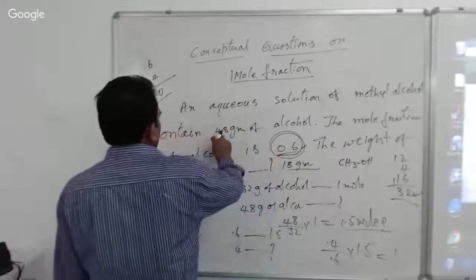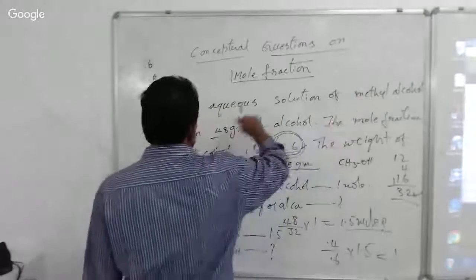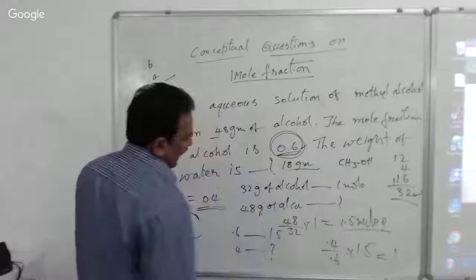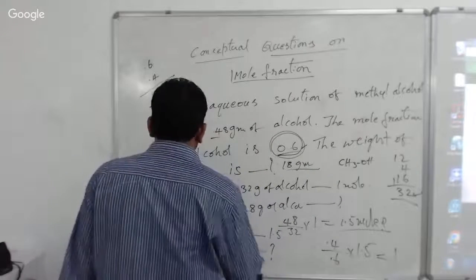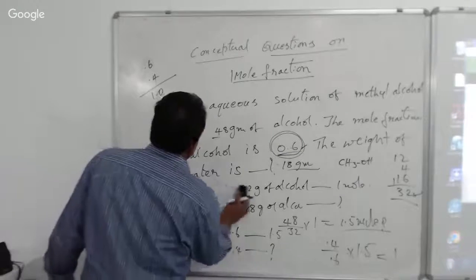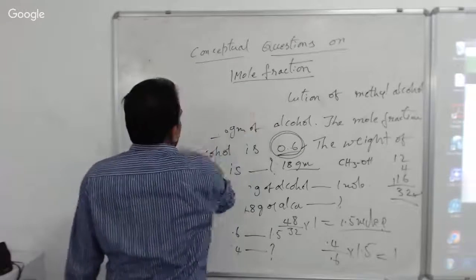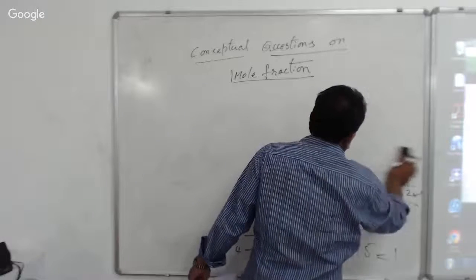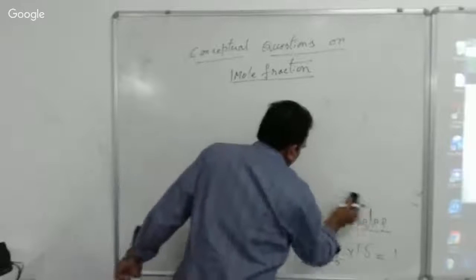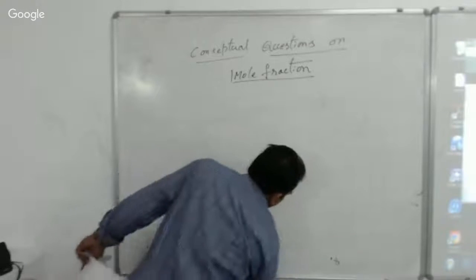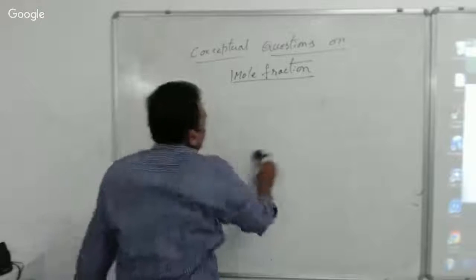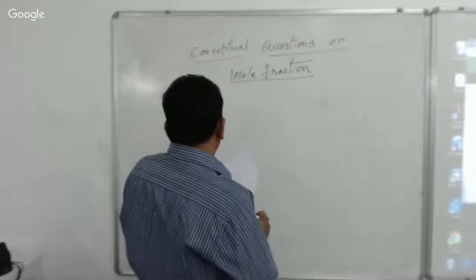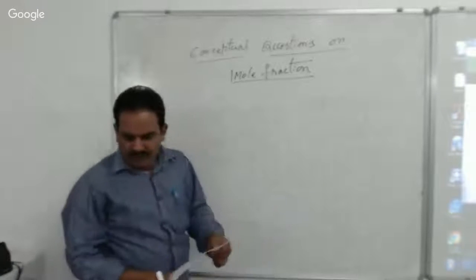So if the weight is given, by the help of the molecular weight we can find out the number of moles. So the equivalent number of moles we can calculate. Very simple. But you should apply the concept of a binary solution, where the sum of the mole fractions of all the components is equal to 1, so that you can get the number of moles of both the components. Okay. So now I'll go for another problem.